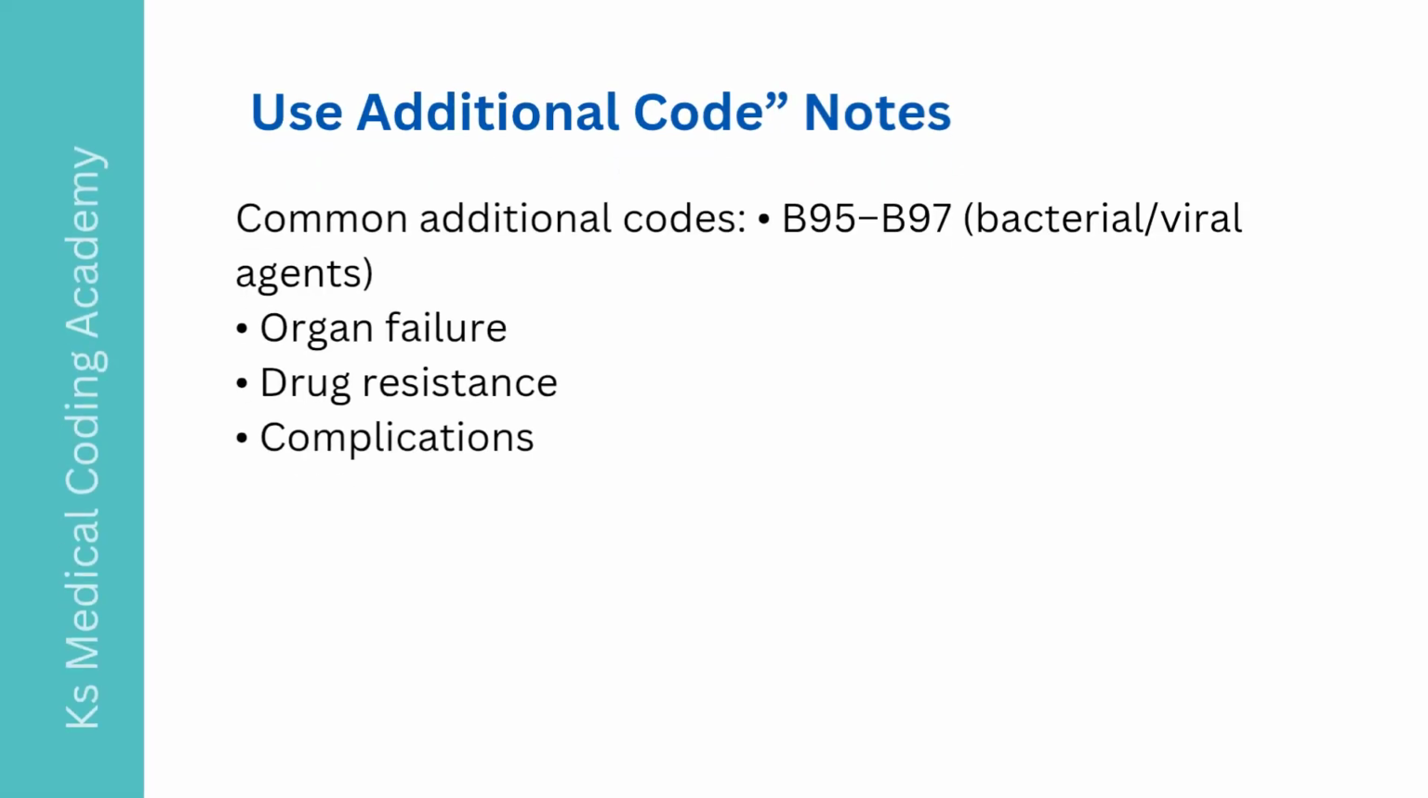Use additional code notes. Many infection codes require additional codes. Common additional codes identify the organism using B95 through B97, organ failure, drug resistance, or complications. These notes are mandatory, not optional.